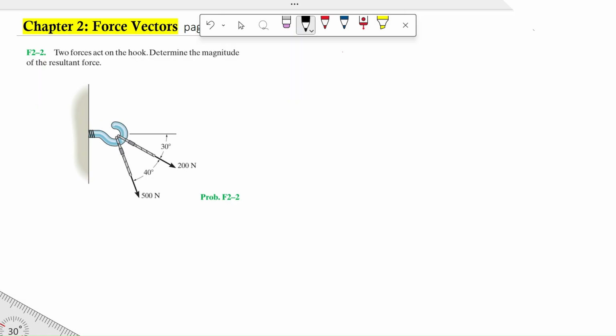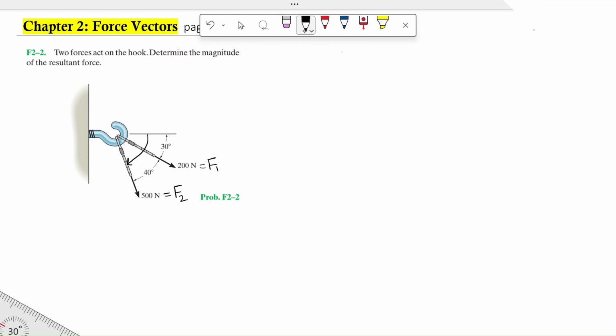So in this problem, we have a hook and two forces are acting on the hook. I am naming this force F1, and another force is 500 Newton, and I am naming it F2. The F1 force is acting 30° clockwise from this axis, and the F2 force is acting at a 40° angle in the clockwise direction from the F1 force, which means F2 is acting from this axis at 70° clockwise.